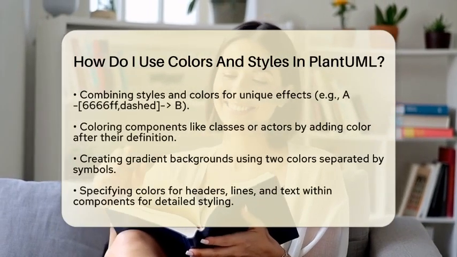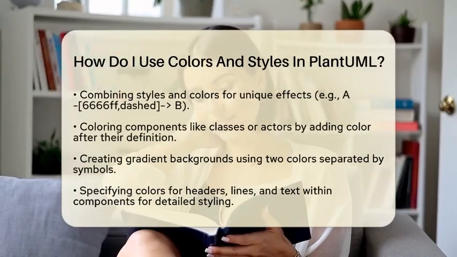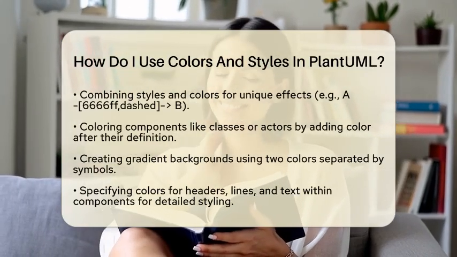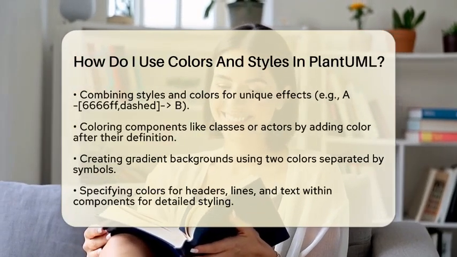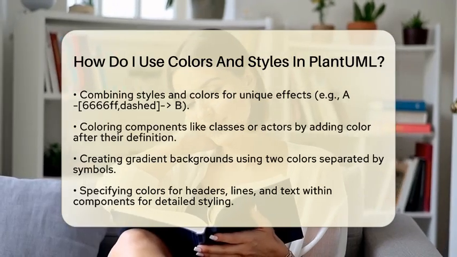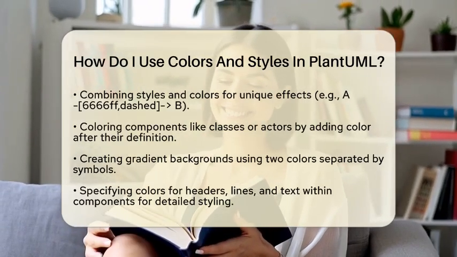You can also combine styles and colors. For instance, A -[dashed,#6666FF]> B creates a dashed arrow in a specific shade of blue.